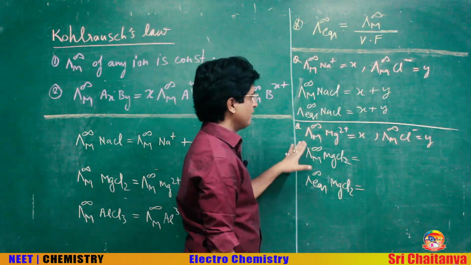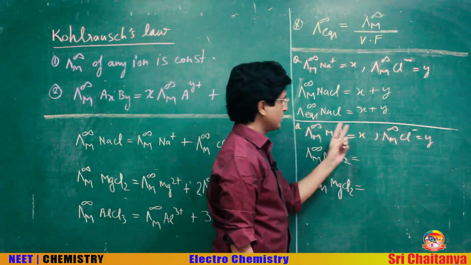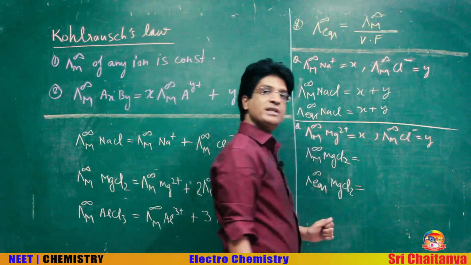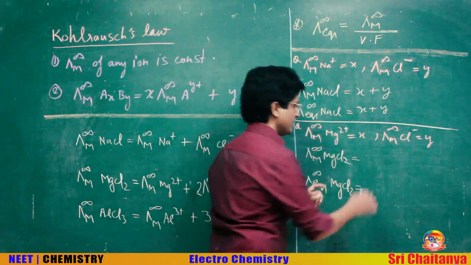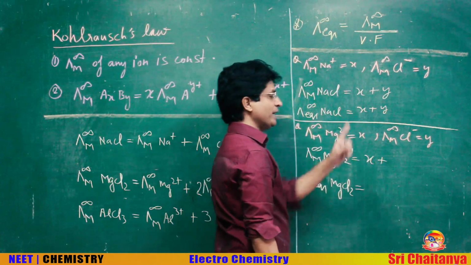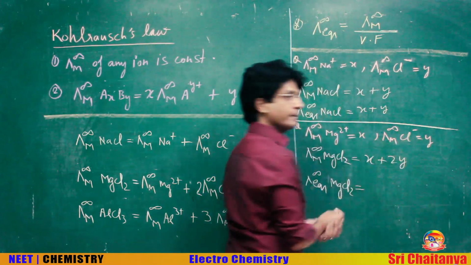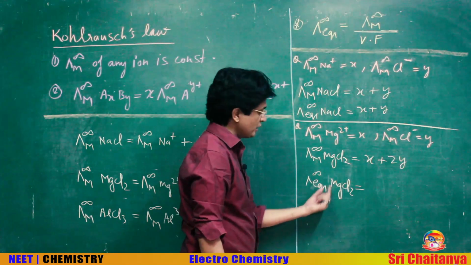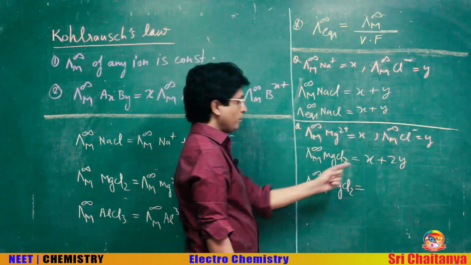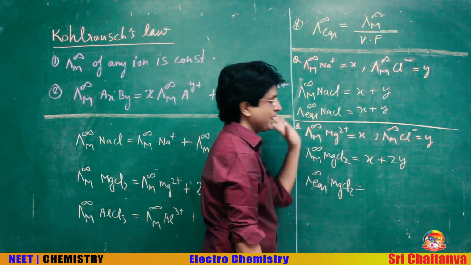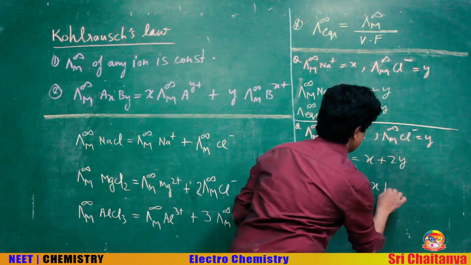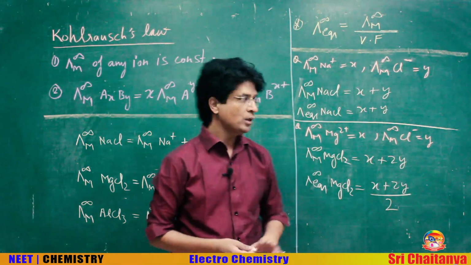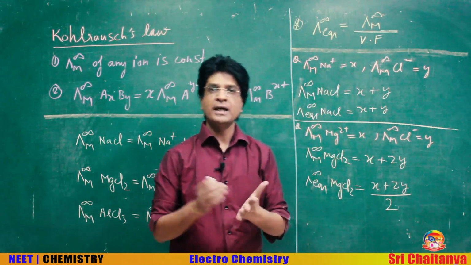In the next question, they have given you the molar conductance of magnesium ions, which have 2 plus charge, as X, and Cl ions as Y. From here we know that the molar conductance of MgCl2 will be what? Molar conductance of Mg ions, that is X, plus, since in MgCl2 we have got 2 Cl ions, 2 into Y. Now they are asking the equivalent conductance of MgCl2. To get the equivalent conductance of MgCl2, I should divide the molar conductance by the valency factor. The valency factor of Mg 2 plus is 2. So it will be X plus 2Y divided by 2. So this is how we are going to handle the questions of molar conductance and equivalent conductance at infinite dilution.